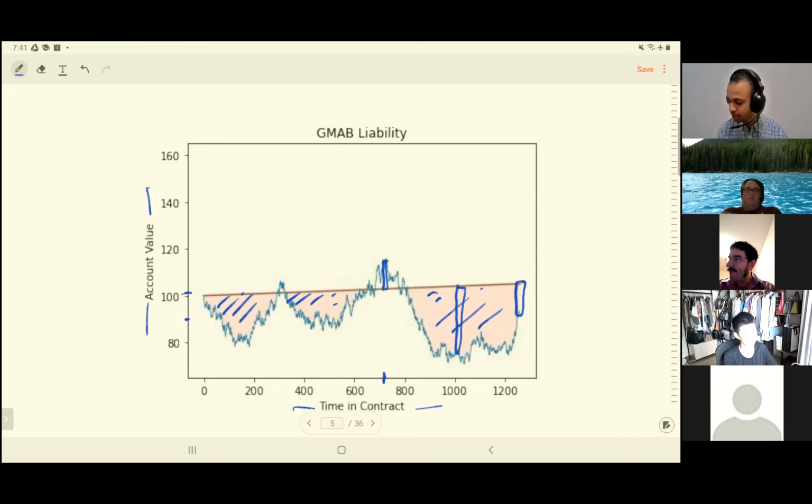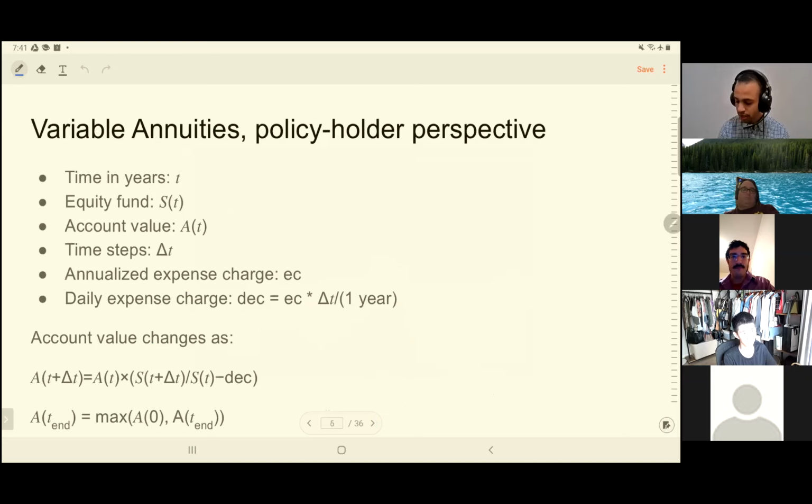So I want to emphasize that it's not the case that we're paying out at each time step in which there's red, but rather that if the contract were to end at any point when we're in the red, then the insurance company is responsible for paying out. And so just so that you have something a little bit more precise to hold on to, because I think that can sometimes help, here's a formula that you can look at to understand how these account values change.